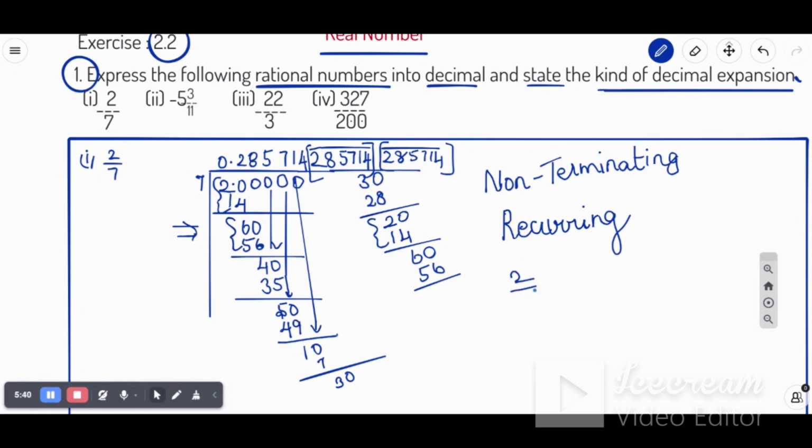So you can write your answer as 2 by 7 is equal to 0.28571. These are the digits which are getting repeated. Put the bar on the top of it. So this represents it is non-terminating and repeating.